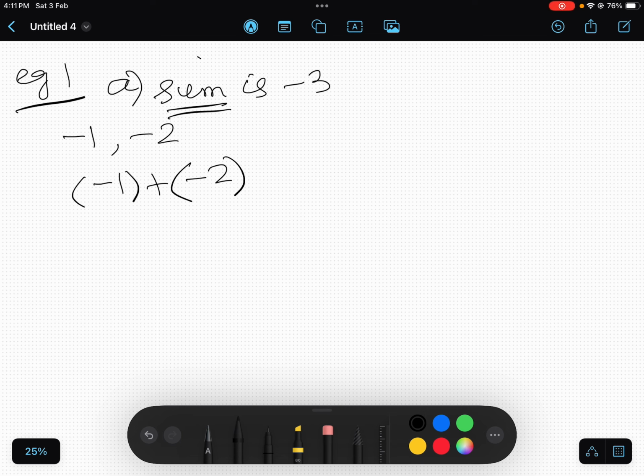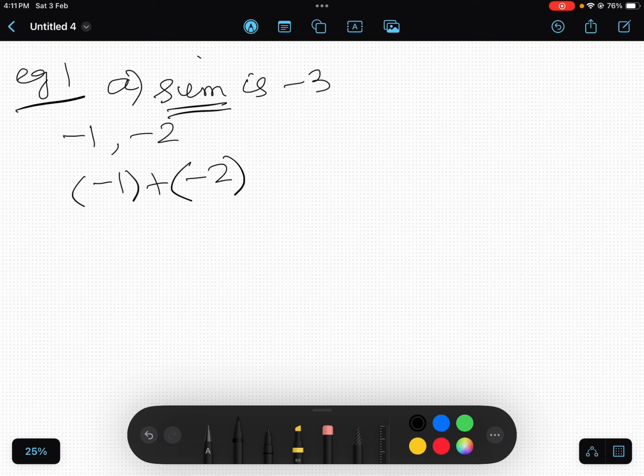Don't do integers without using brackets whenever you add and subtract. So are the signs same or opposite? Signs are same, so we have to add. So 1 plus 2 will give you 3. And both the numbers have a minus sign, so naturally in the answer there will be a minus sign. So this satisfies the condition. Minus 1 and minus 2 are integers whose sum is minus 3.